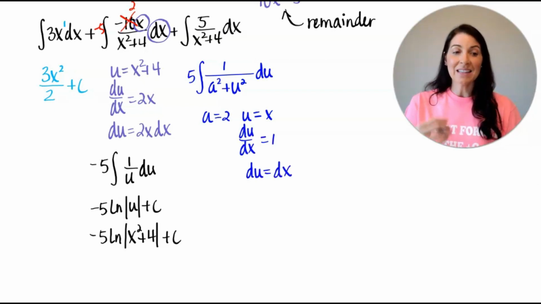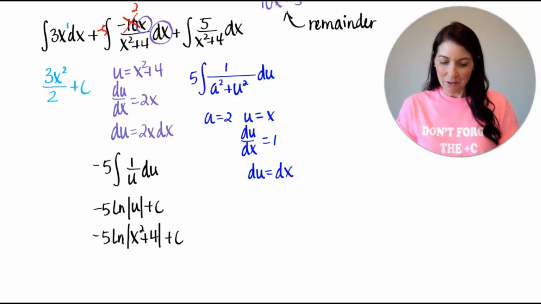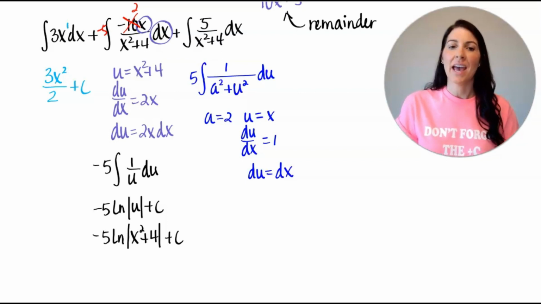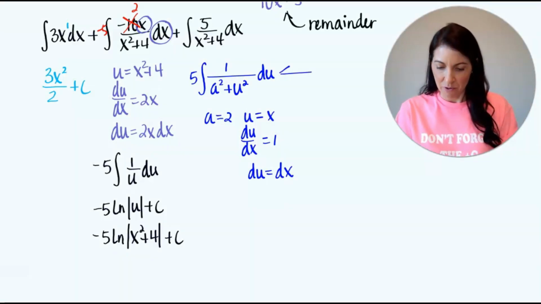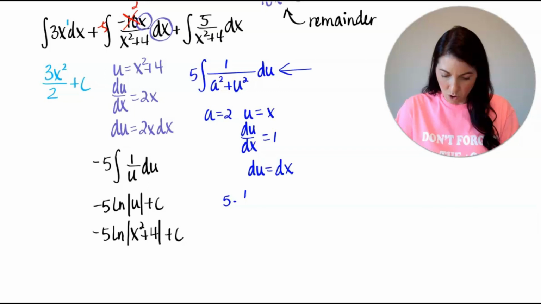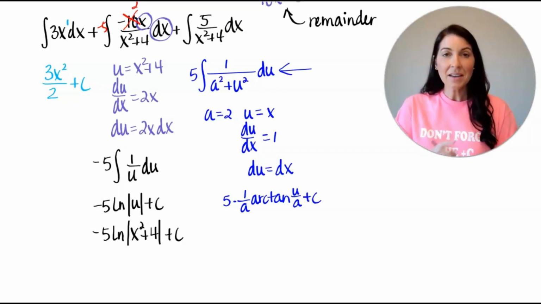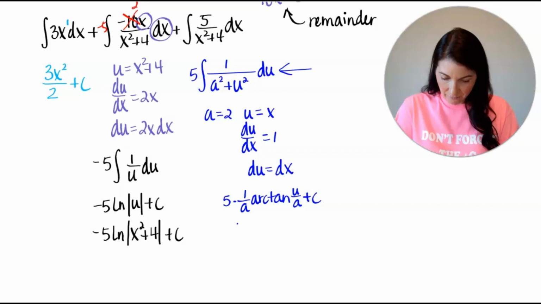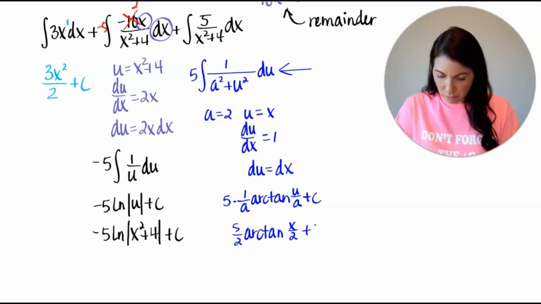And so using that substitution, you can now see how the integral could be rewritten as what I have put here. All right, so now the antiderivative would be 5 times 1 divided by a arctangent of u over a plus c. And plugging in our u of x and our a of 2, we would have 5 over 2 arctangent of x divided by 2 plus c.